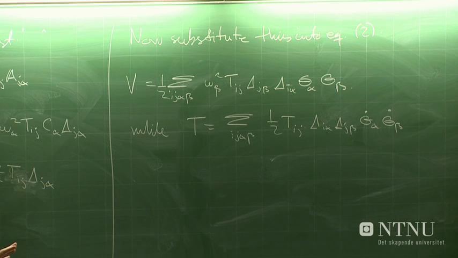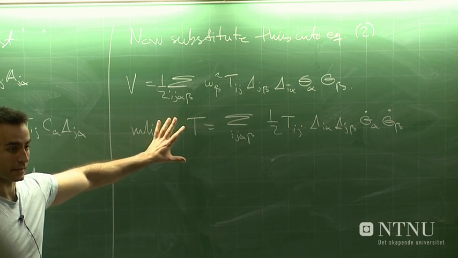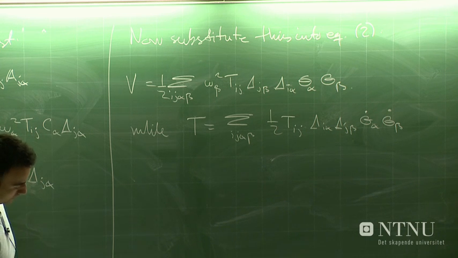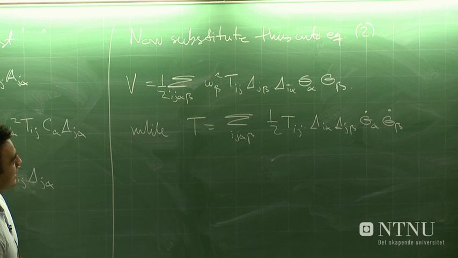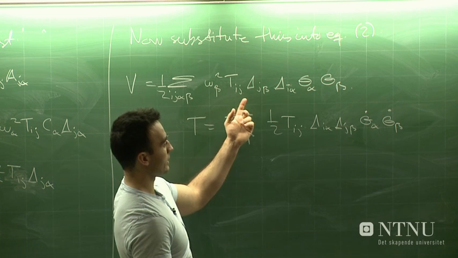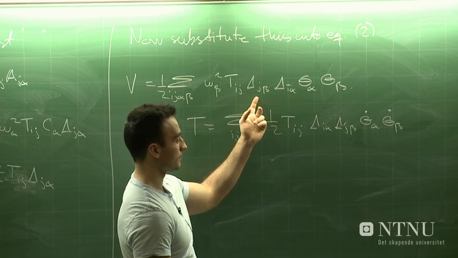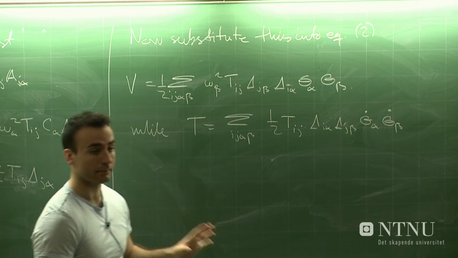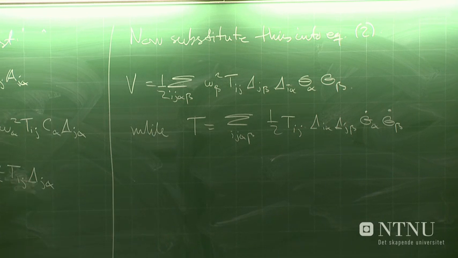So you see then that we have rather similar expressions now for V and T. And in fact, they have one thing that is completely in common, and that is this term here, T_ij delta i alpha delta j beta. It occurs in both of these expressions. So it would be very nice if we can somehow simplify this particular term, because it would correspond to a simplification in both the kinetic energy and the potential energy.